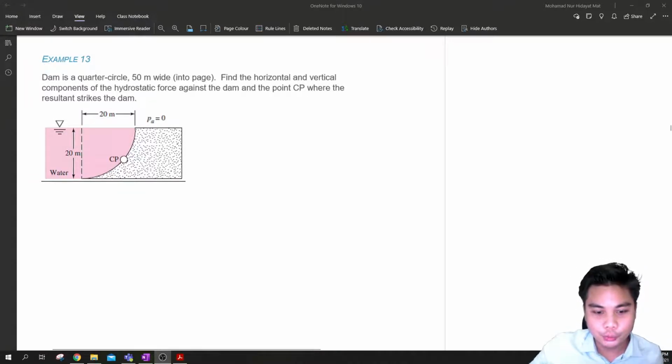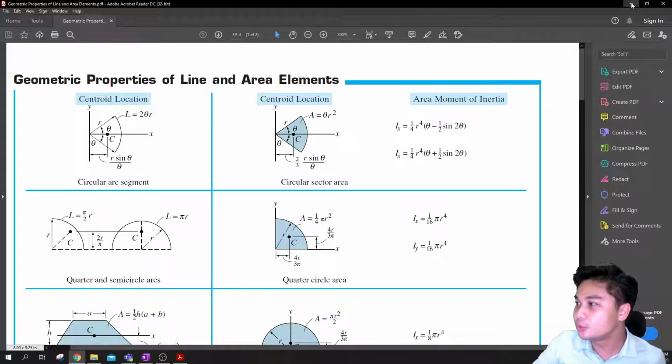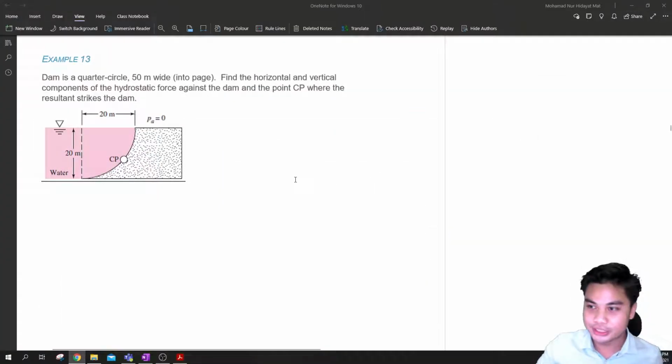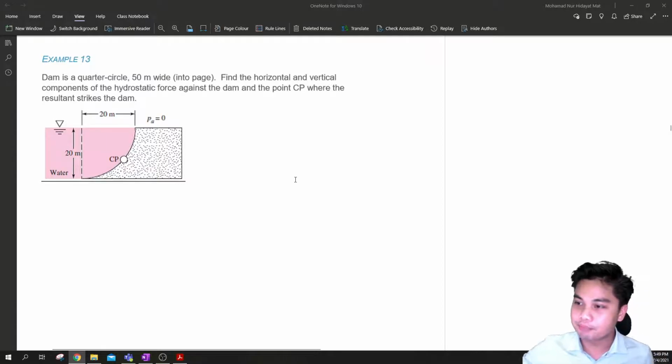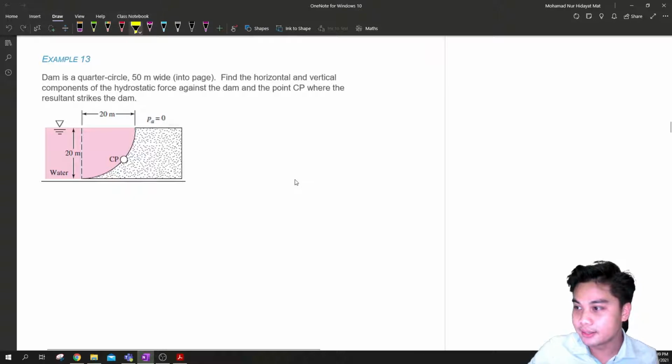All right, so what we need to do in order to get to the solution. The first step, we need to understand the question. So first, highlight: find the horizontal and vertical force against the dam and the CP point where the resultant strikes the dam.